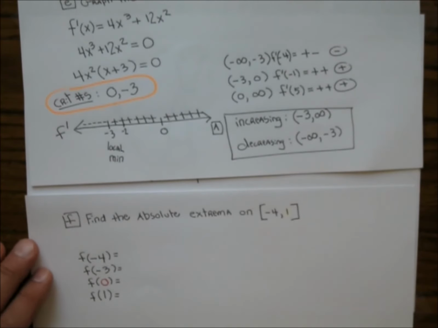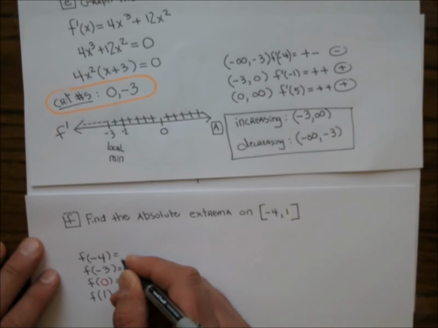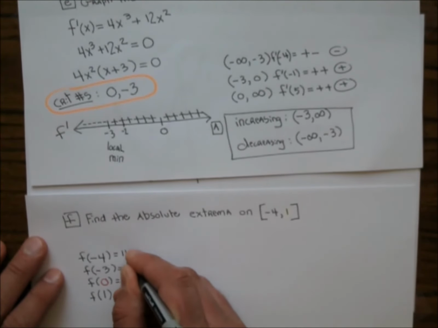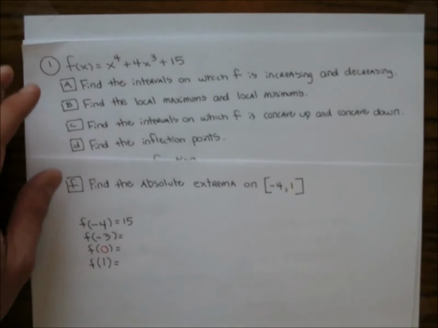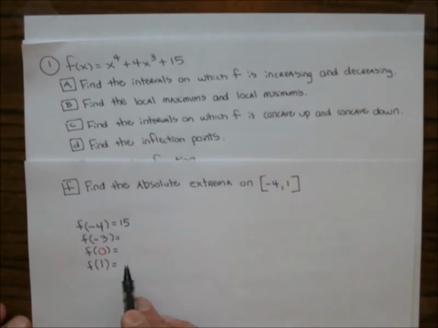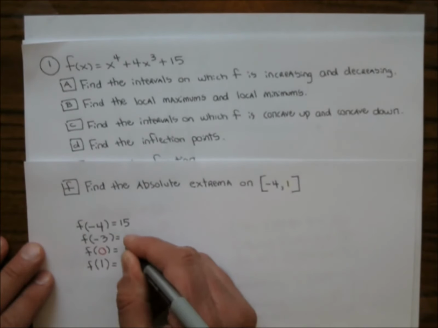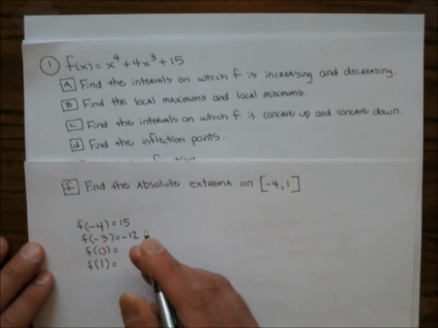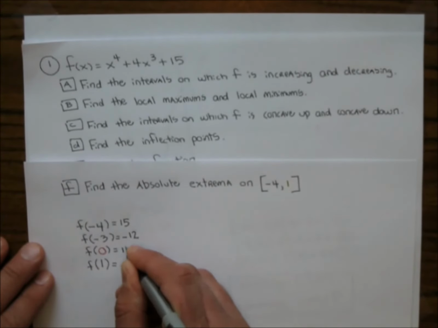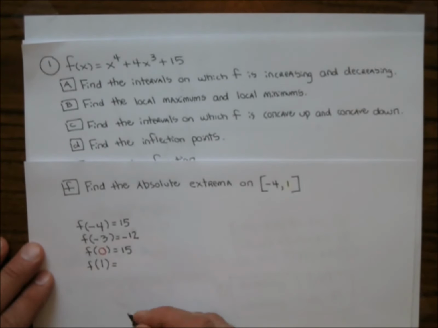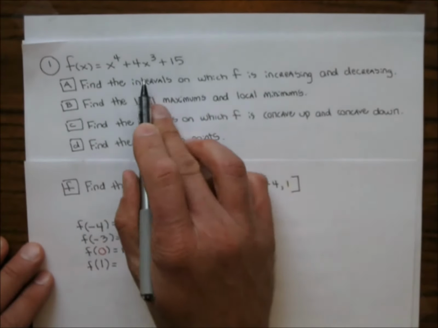So f of -4, I end up getting 15. The f that I'm plugging this into is that guy right there. Okay, f of -3, -12. F of 0, which we really don't need to do, that is 15. And f of 1 happens to be 20.